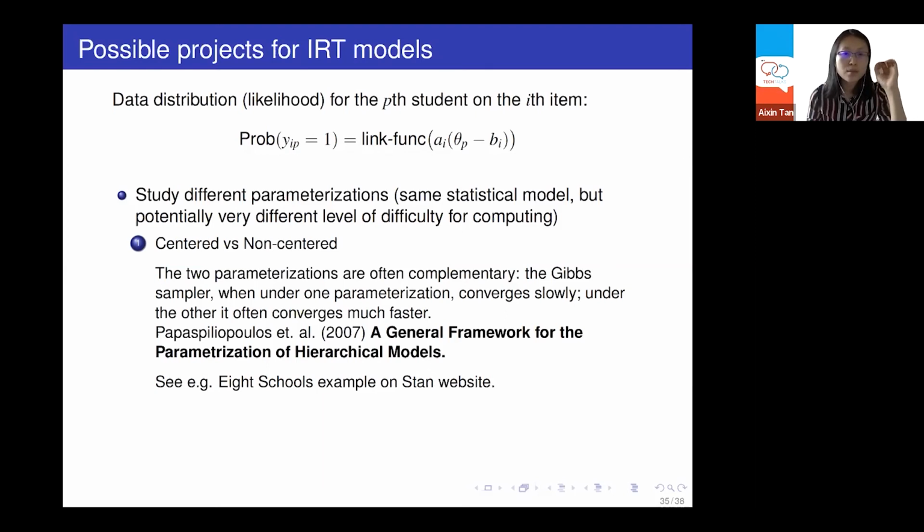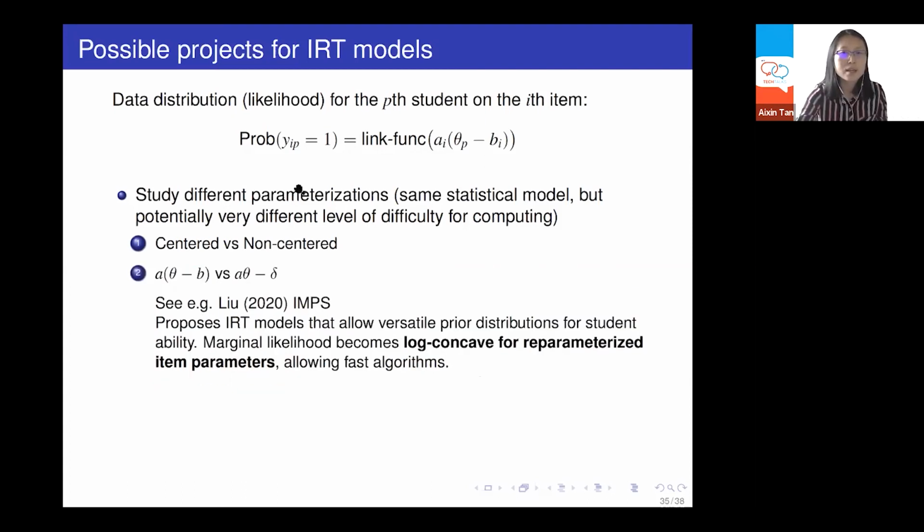And my thinking is, for the computing, the different parametrization matters a lot. You will be dealing with the same statistical model, but how you specify the parameters will make a great difference, okay? I'll jump to 2, which is easier to see. So right now the parameterization is you have A and B for item features and theta for student ability. And one simple reparameterization is instead of A and B, you use A and delta. Okay, delta is now A times B. It gives you the same model, literally.